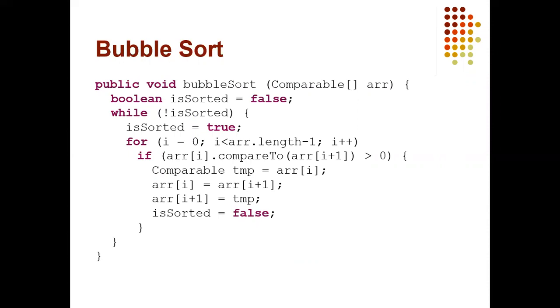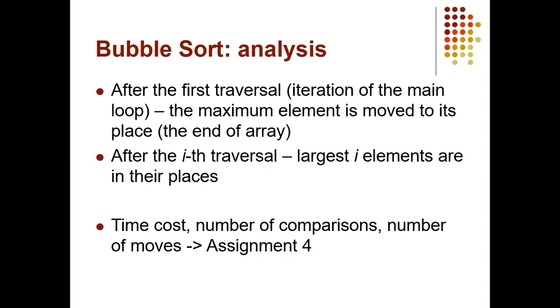It will run with a while loop, with i value equal to 0 and i running from 0 to n minus 1. It will compare the pair of items next to each other, and there will be a swapping if the next item is bigger than the previous one.